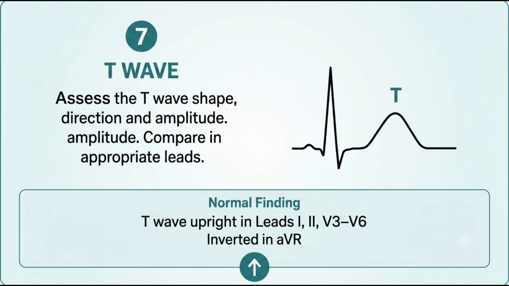T wave. After the ST segment, we assess the T wave. The T wave represents ventricular repolarization. We assess the T wave by looking at its shape, direction, size, and relationship to the QRS complex. T wave abnormalities can occur for many different reasons. Therefore, an abnormal T wave should always be interpreted together with the patient's symptoms, clinical condition, and other ECG findings.